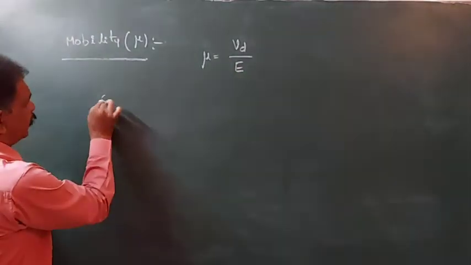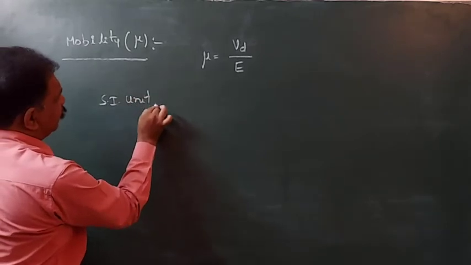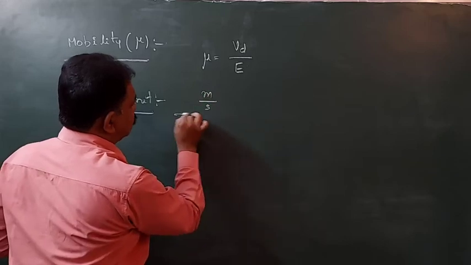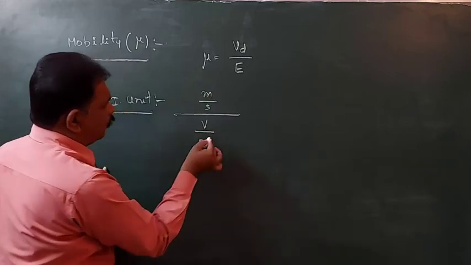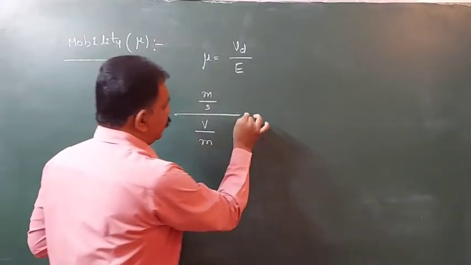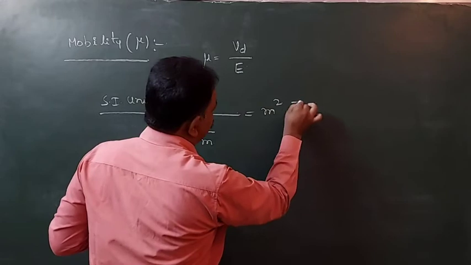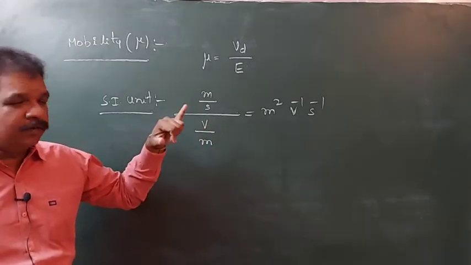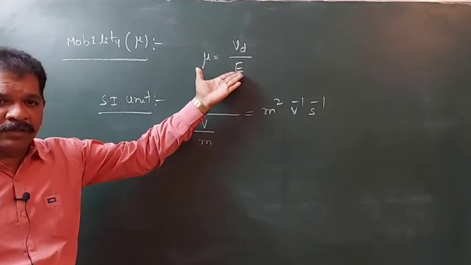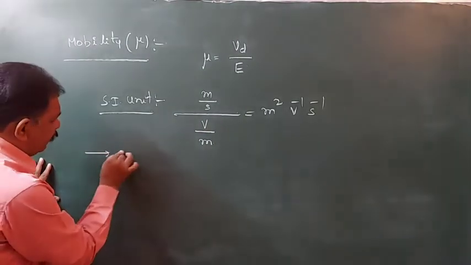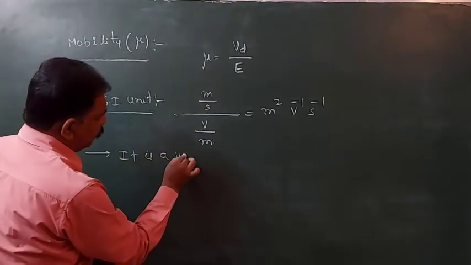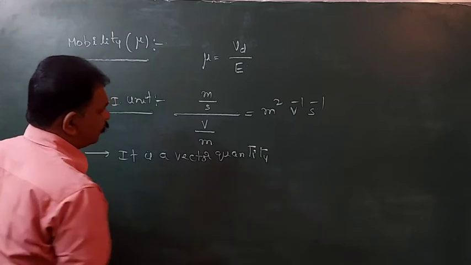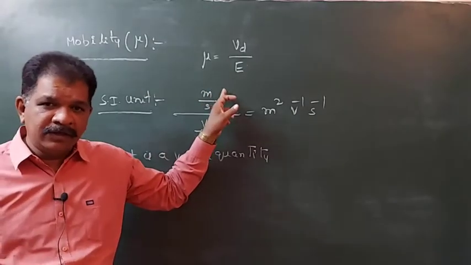If we write the SI unit for this, what is the SI unit? For velocity, meter per second. For electric field, volt per meter. So this value, meter square, volt inverse, second inverse, will be the SI unit. Velocity is a vector quantity, electric field strength is a vector quantity, so mobility is a vector quantity. On this they asked one question in NEET 2020.